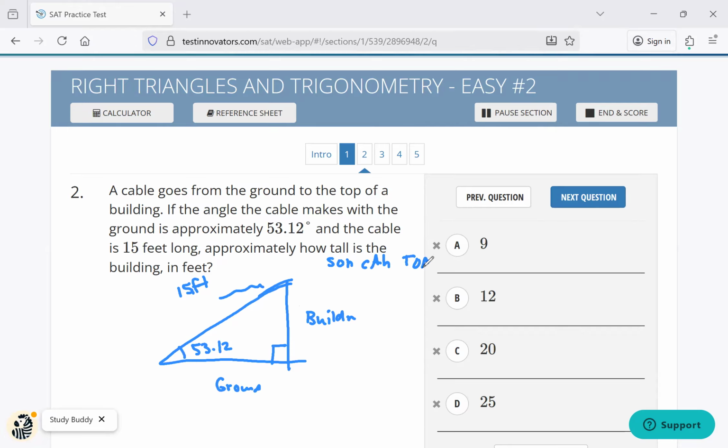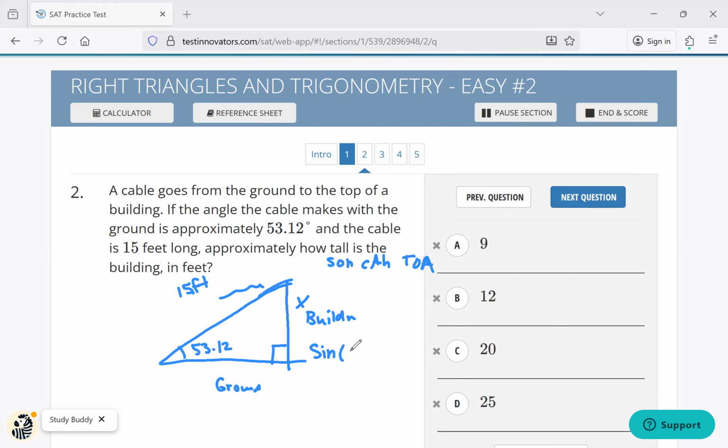And I think we do have to use a calculator for this one. So we gotta find this line. So what should we use? Should we use sine, cosine, or tangent? Let's see. We have an angle. We have a hypotenuse, which is 15. We have to find this unknown leg. So I think we're going to do sine because I'll show you.